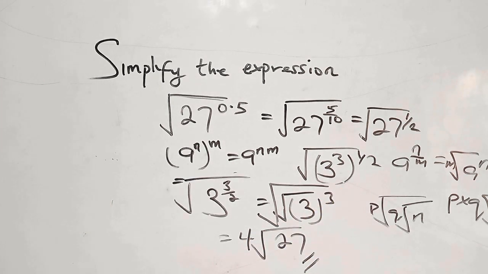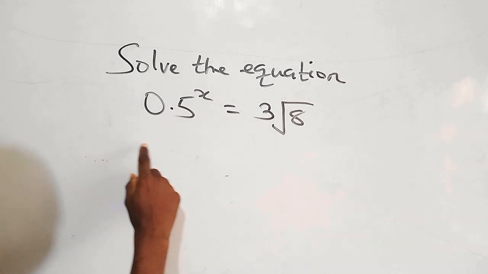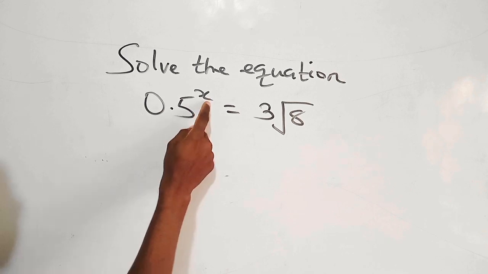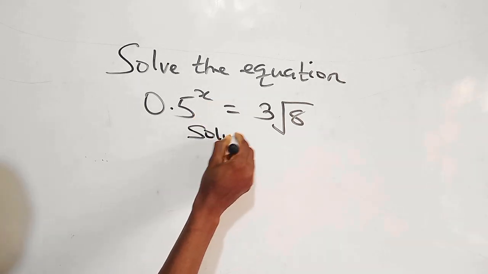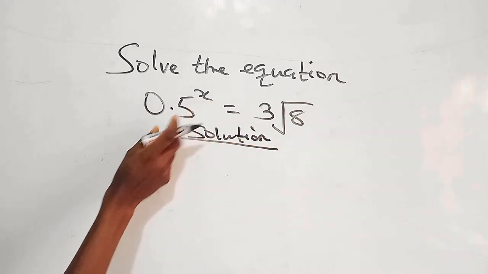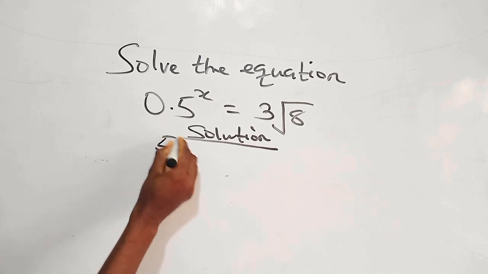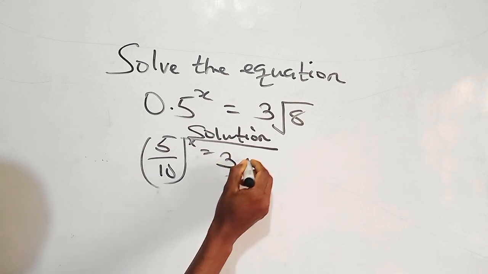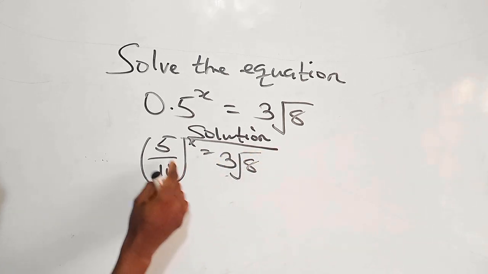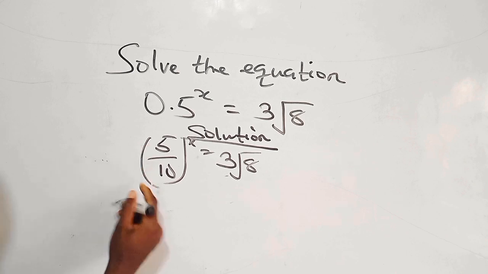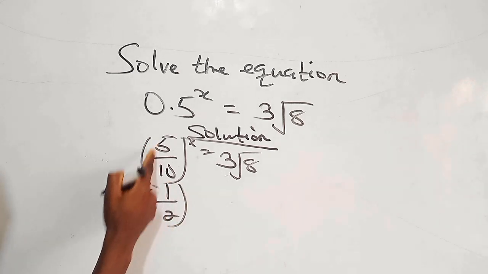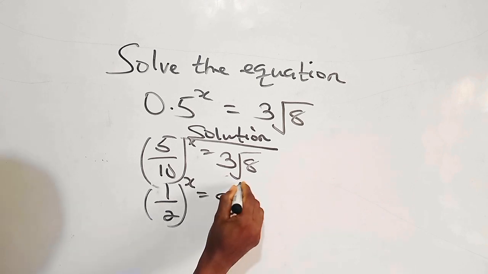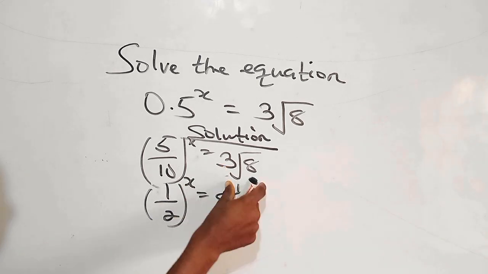Thank you very much. Question says, solve the equation. You have 0.5 to the power x equals the cube root of 8. What is x? Solution. So from here, I can write this 0.5 as a fraction, 5 over 10, raised to the power x equals the cube root of 8. I can reduce further and say 1 over 2 to the power x. Here I can write this as 8 to the power 1 over 3. It's the same thing as this cube root of 8.